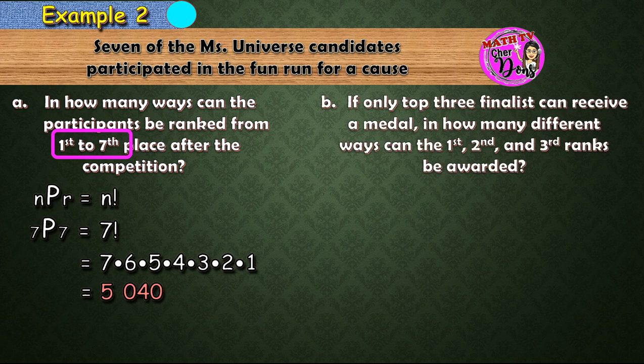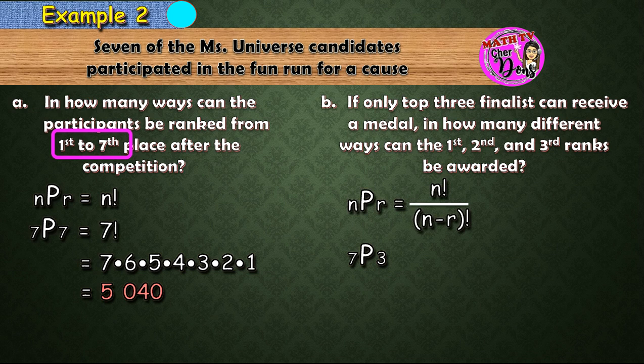Letter B. If only the top 3 finalists can receive a medal, in how many different ways can the first, second, and third ranks be awarded? Okay, the total number of objects is equal to 7. Then our r is equal to 3. We have permutation of 7 objects taken 3 at a time. Our formula: permutation of n objects taken r at a time is equal to n factorial divided by quantity n minus r factorial.